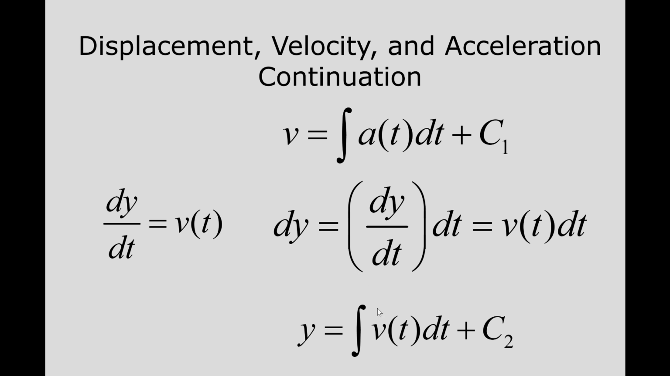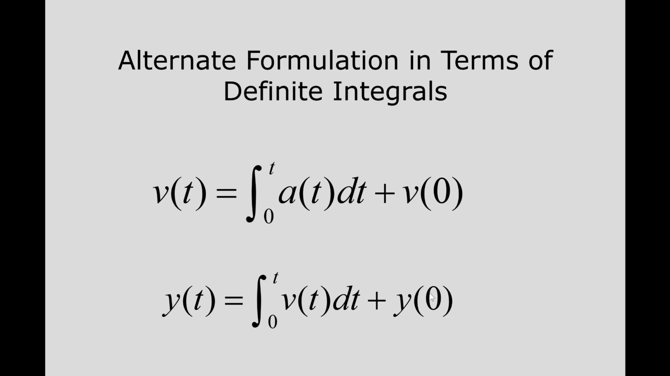And this one is just the derivation. Once you get the integral of velocity, you'll get the displacement. And to construct it, v of t is just the integral of a dt from 0 to t plus v of 0. And y of t is the integral from 0 to t of v of t dt plus y of 0.